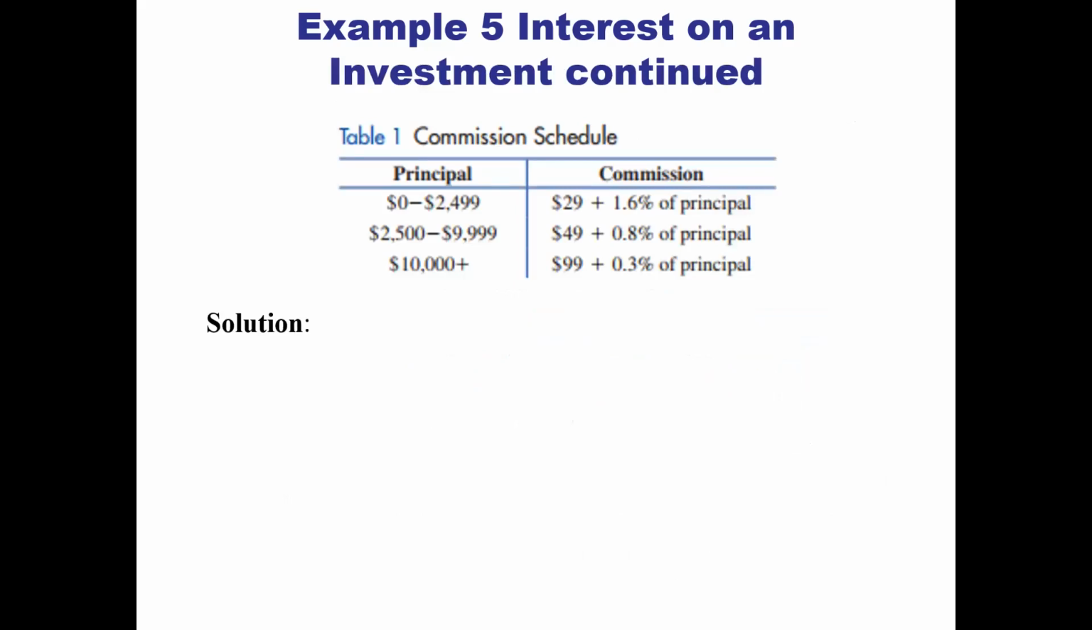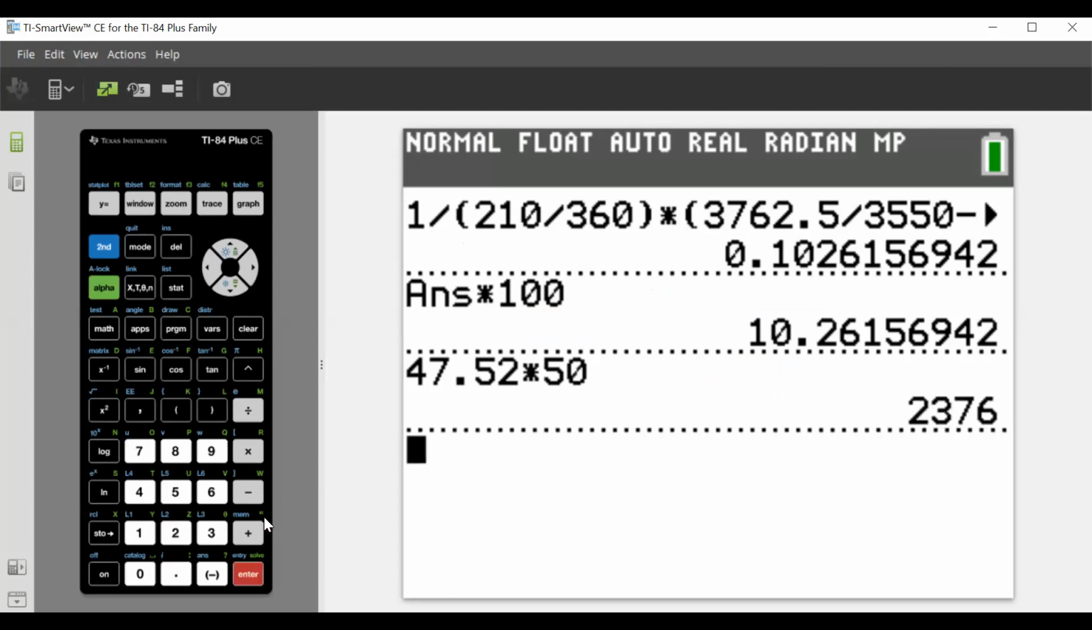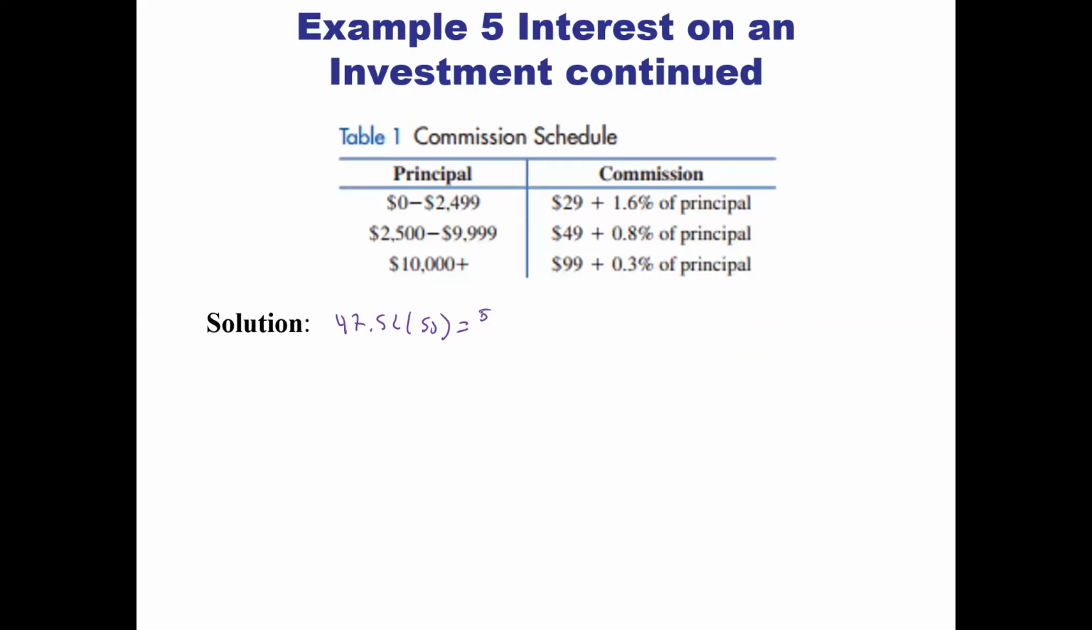All right, so how much stock did we have? Well, we bought it at 47.52. We bought 50 shares, and if we multiply that out, 47.52 times our 50 shares is 2376. That's going to be our principal. And now where does that fall? Well, that falls in this first region right here.